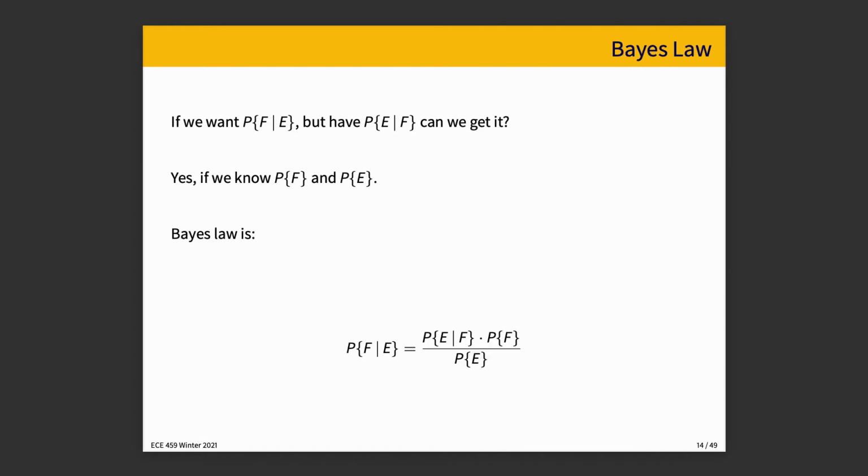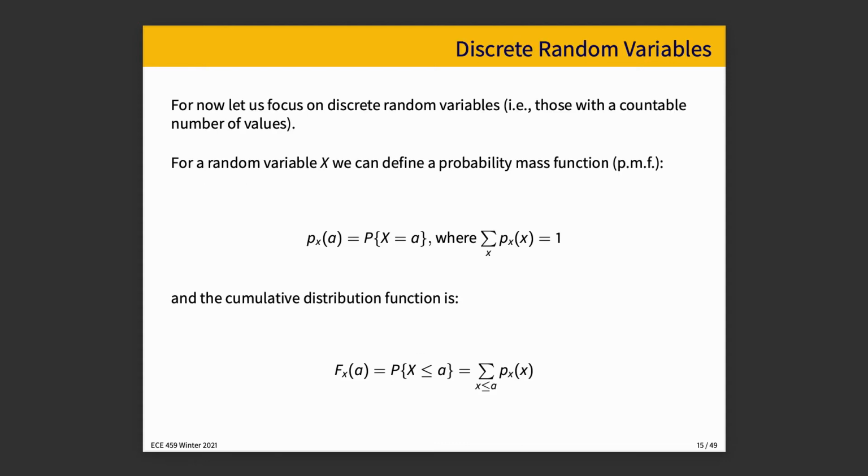Okay. A statistics prof would also be upset with me if I didn't tell you about Bayes' law. If you want the probability of F given E, but we have the probability of E given F, can we get the reverse? Sure we can. Very simple, as long as we know what the probability of F and the probability of E are on their own. The probability of F given E is the probability of E given F times the probability of F divided by the probability of E. So, a straightforward math formula that allows you to shift things around in case you are presented with this information and you need that information. Nothing hard there.